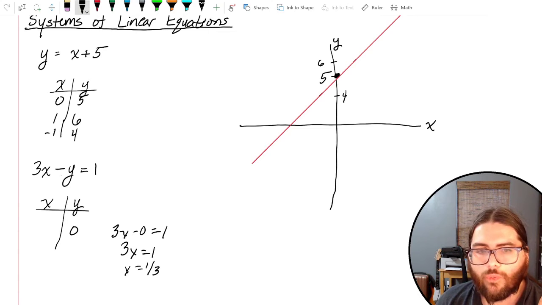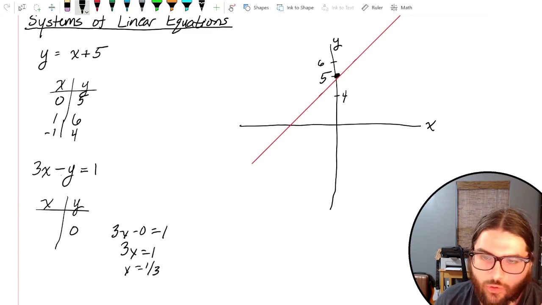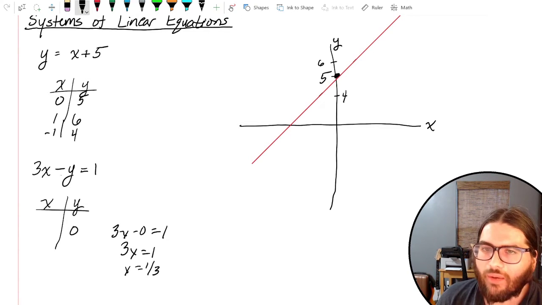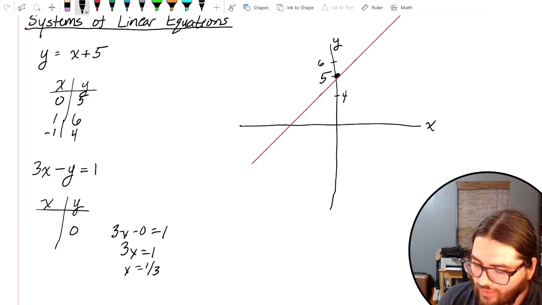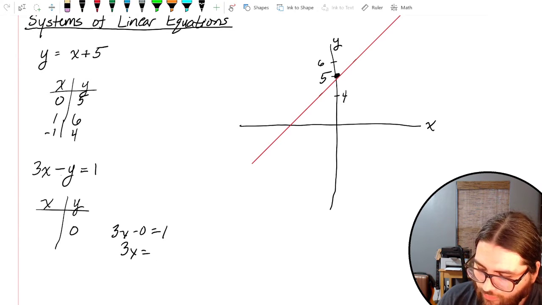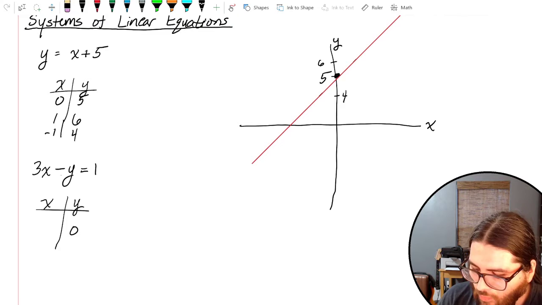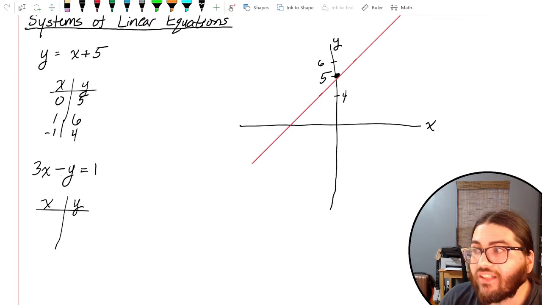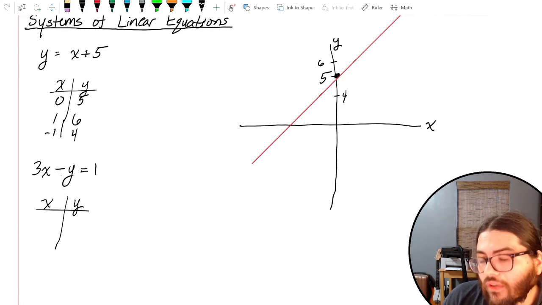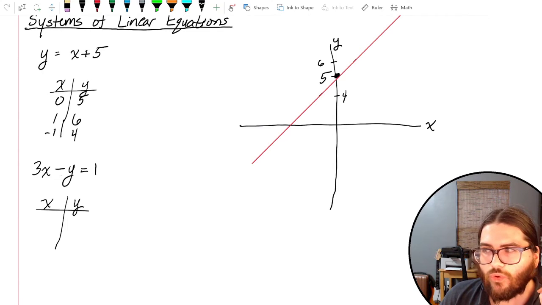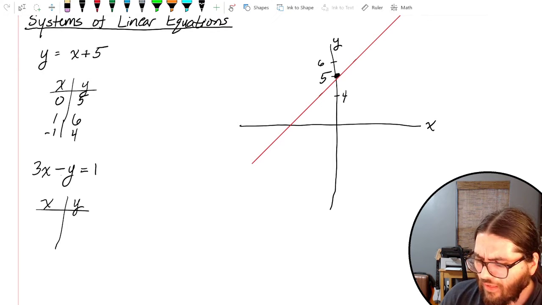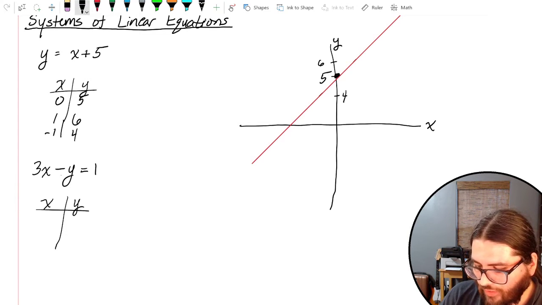Graphing doesn't work so well with fractions. We know that we can graph with fractions, but I'm really bad at graphing as it is. I'd really rather not try to graph with fractions. This is a method we're not going to use that often anyway. We need to see it, we need to understand it, but it's not a method that we're going to use that often. So if I were to plug numbers into this equation, I would plug them in for the x's.